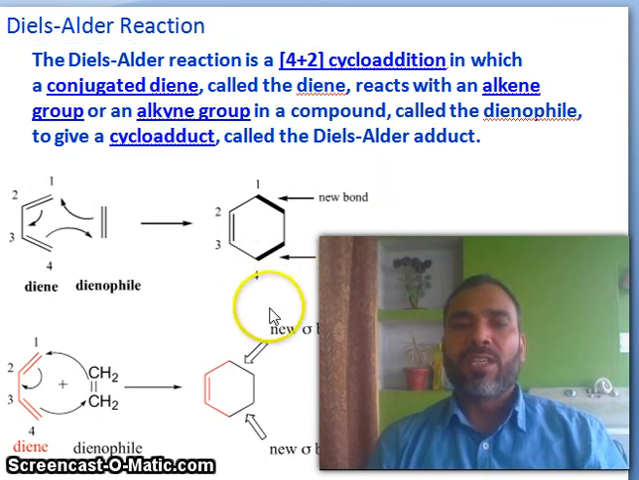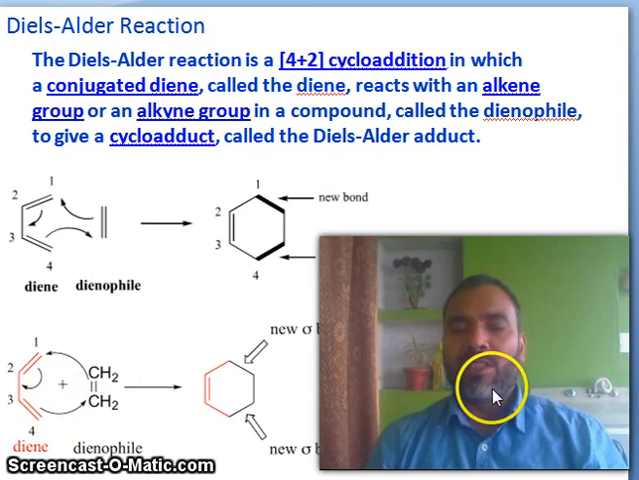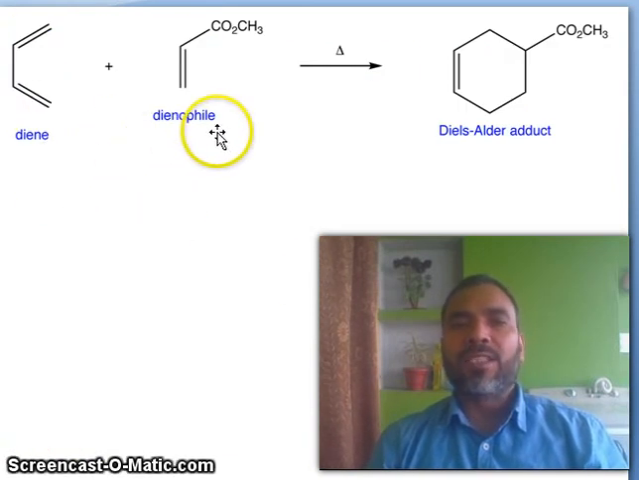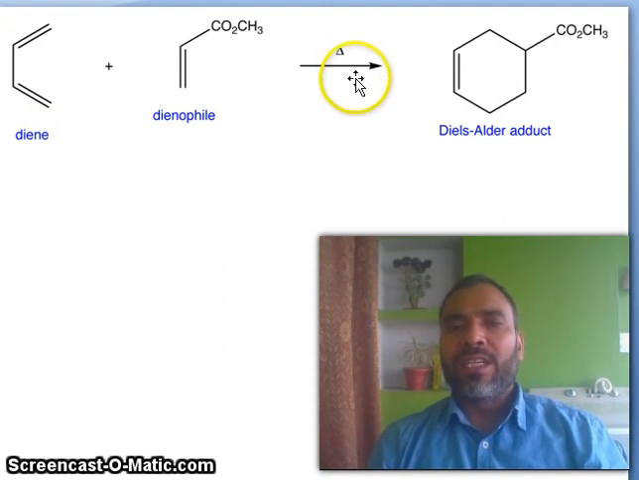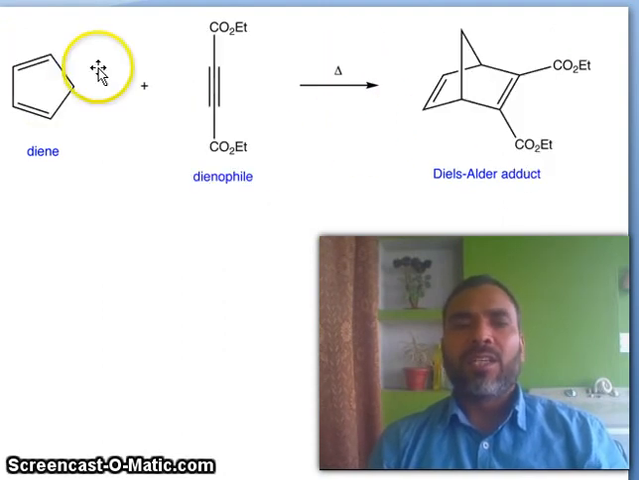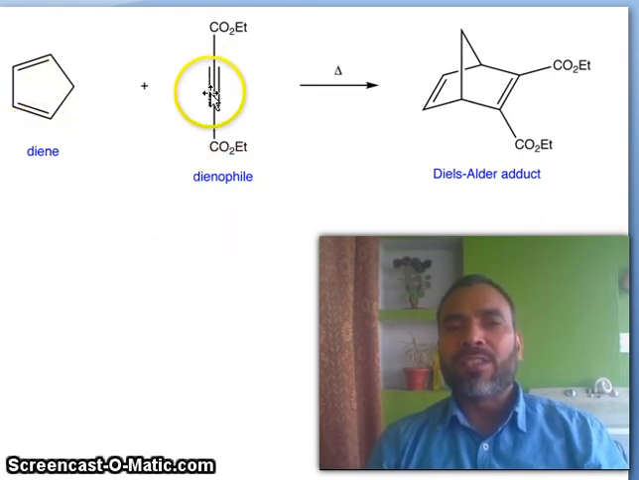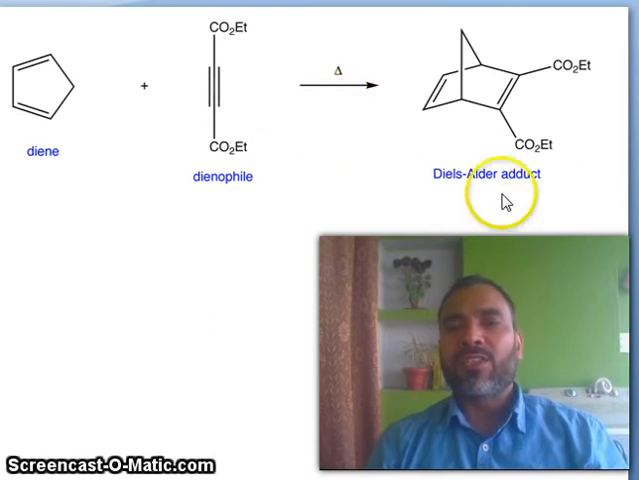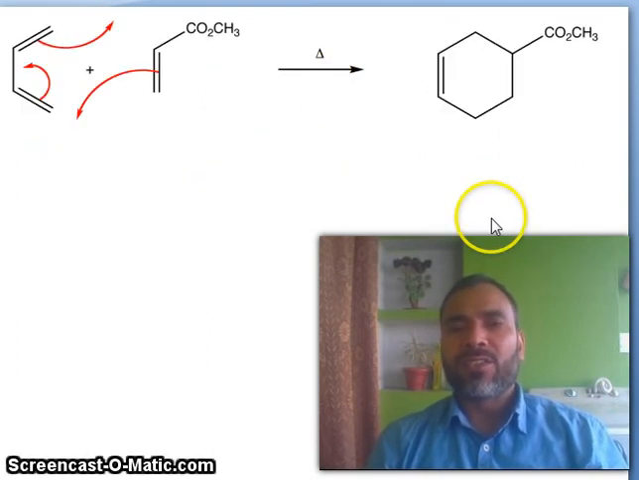We already discussed this. Now this is the diene, this is the dienophile. Under heat it gives the Diels-Alder adduct. Again, the diene is flanked with a CH2 group, and the dienophile here has a triple bond. So it is not necessary that a double bond should always be there. A triple bond also works as a dienophile. Under heat conditions you will get the Diels-Alder reaction.